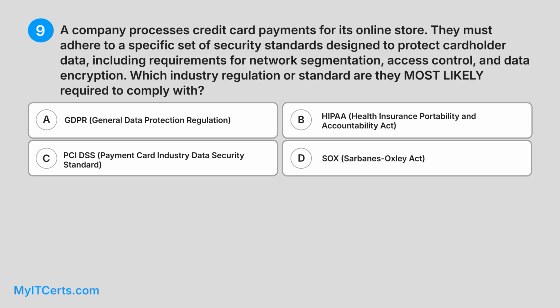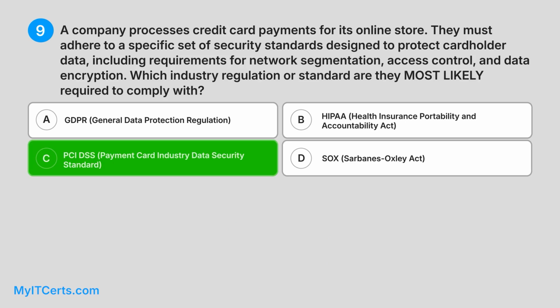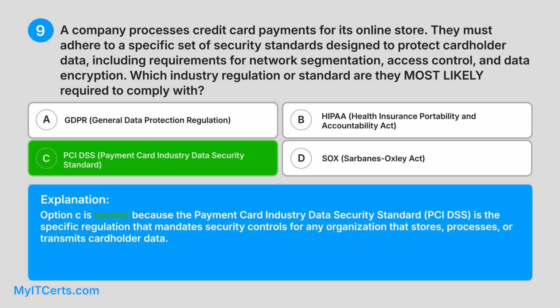Correct answer, C. PCI DSS, Payment Card Industry Data Security Standard. Explanation. Option C is correct because the Payment Card Industry Data Security Standard, PCI DSS, is the specific regulation that mandates security controls for any organization that stores, processes, or transmits cardholder data.